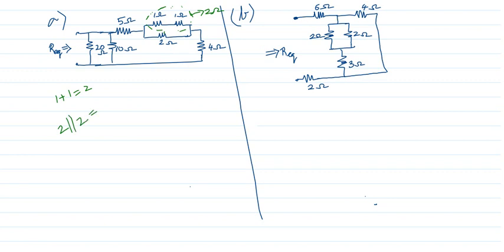What will happen? I can solve 2 into 2 divided by 2 plus 2. So it is 4 by 4, which is equal to 1 ohm. Okay. Now this entire setup will be looking like this.